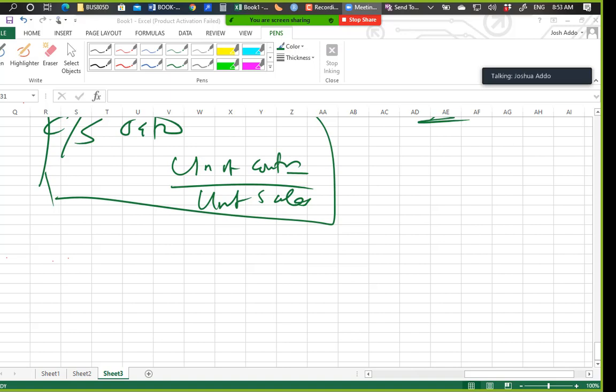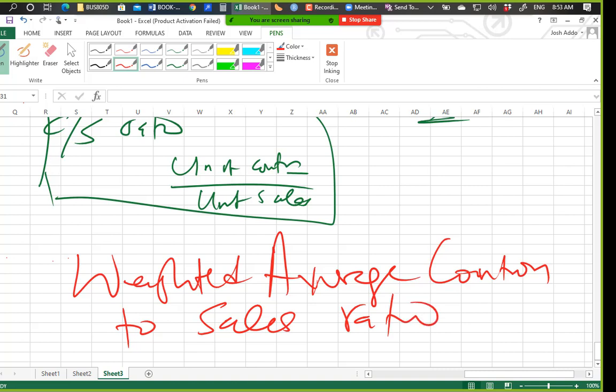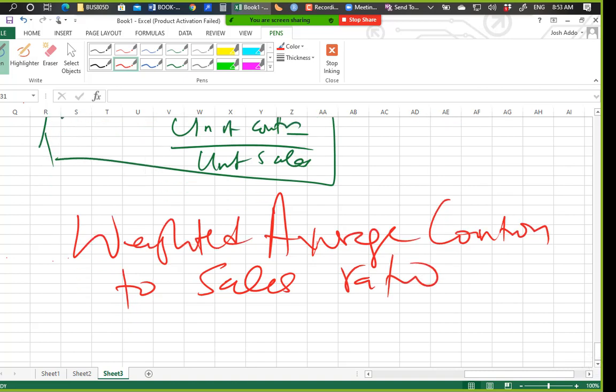So contribution to sales ratio for single product environment, this is what it is. For multiple products, we calculate what is called weighted average contribution to sales ratio, or you can simply say weighted average CS ratio. CS for contribution to sales ratio. In American textbooks, you will see it as weighted average contribution margin ratio. It's not different, it's the same.